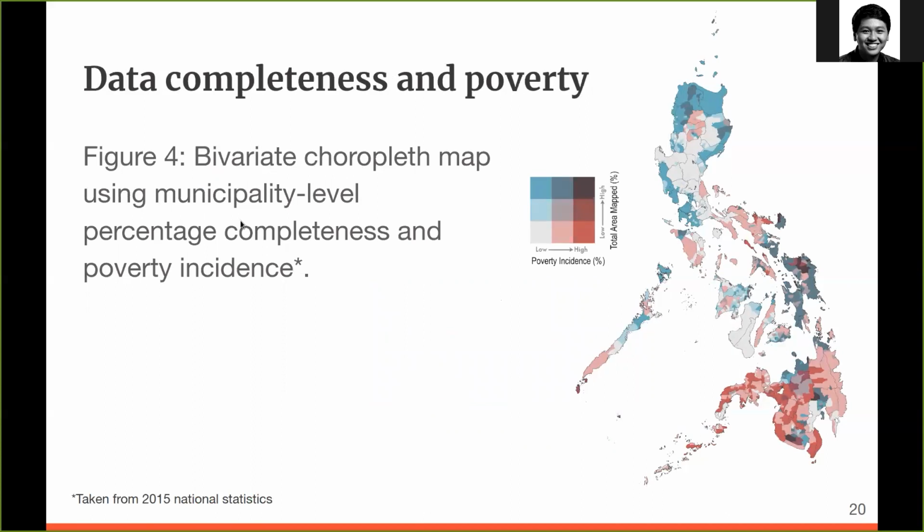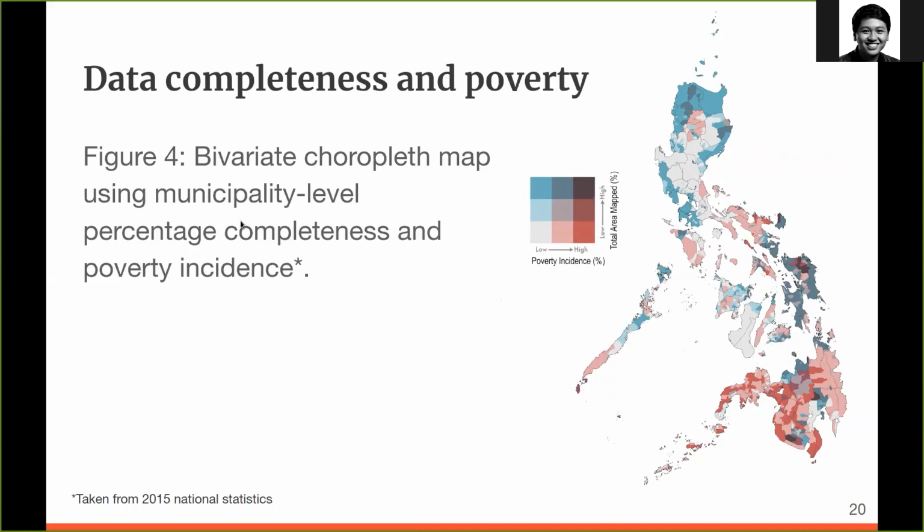We also created a bivariate choropleth map, and this is just to visually look at the poverty incidence and the data completeness as two things together. Here we see that there's kind of a spatial trend in the poverty incidence. So for example, in the northern part of the Philippines, it's mostly blue. So this means that there's low poverty there. And then in the southern part of the Philippines, it's mostly red, which means that there's a high poverty incidence there.